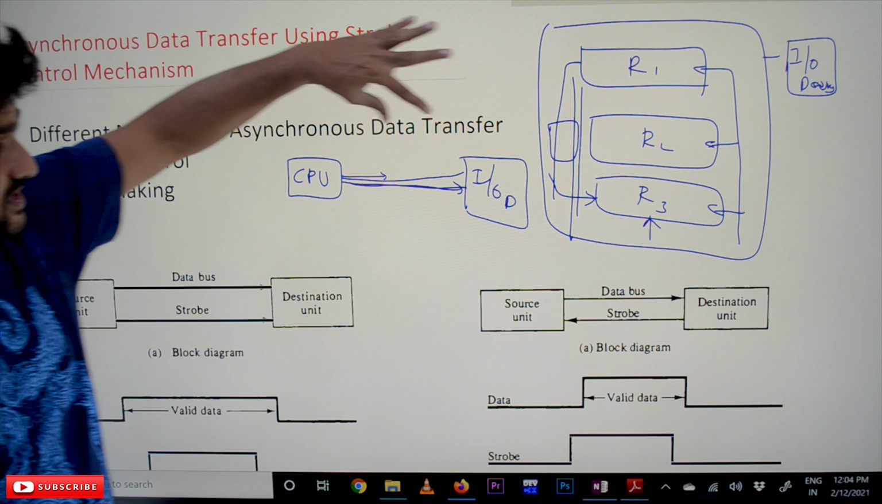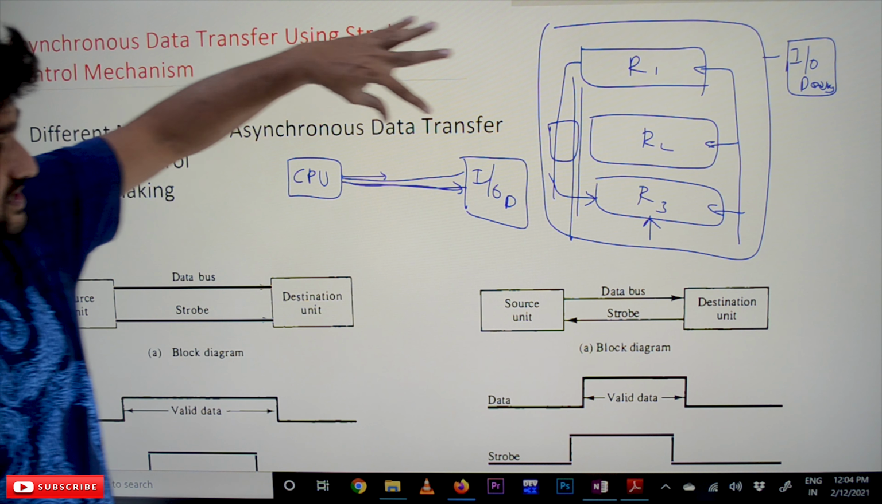This point is very important to understand. Both are going to have the same frequency clocks, but they are independently maintained. The transfer from CPU to IO devices and from IO devices to CPU is what we call asynchronous data transfer. Both maintain the same clock frequency.